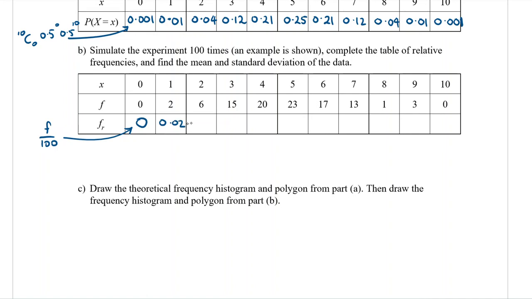6 divided by 100 is 0.06. 15 divided by 100 is 0.15. 20 divided by 100 is 0.2. 23 is 0.23. 0.17, 0.13, 0.01, and 0.03, and then back to 0 again. So it's not quite as beautifully symmetrical as the last one was. Now, from this stage, we are trying to find the mean and the standard deviation. We have choices.